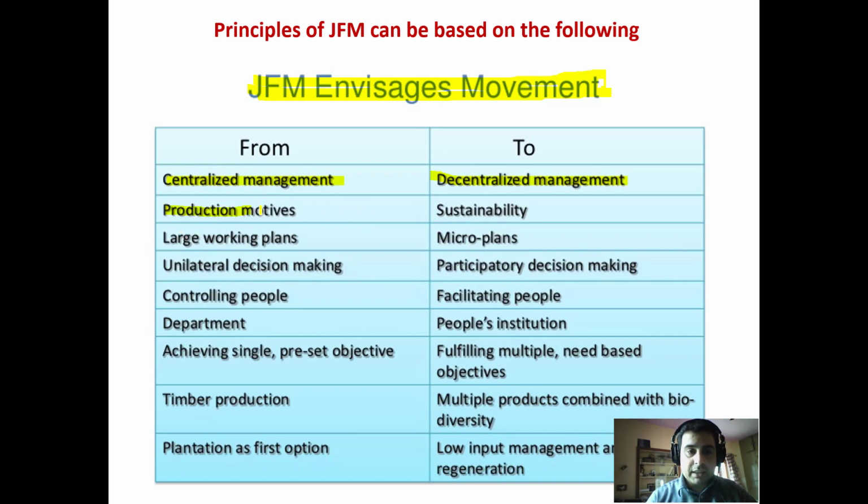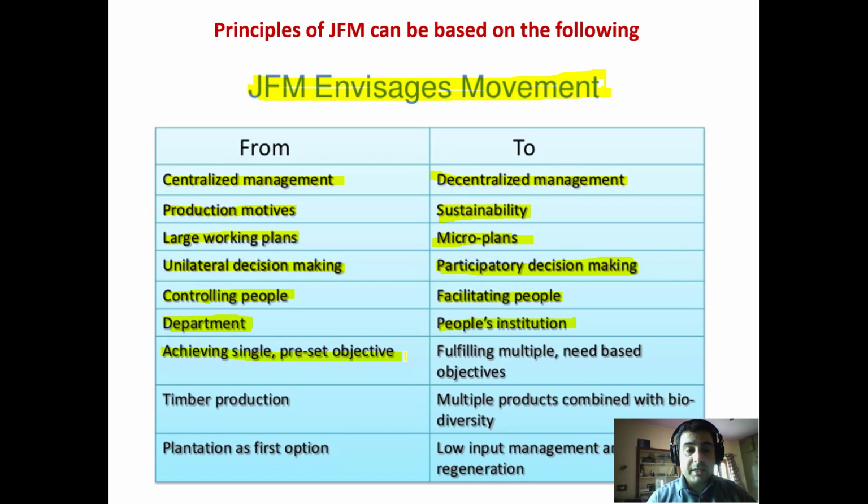Production was the motive in the forest, and it has been changed to sustainability for the villagers. It has moved from the concept of large working plans to having micro plans at village level, to work on the village level to make villages sustainable. A unilateral decision making which was earlier in the management of forests, this mode in JFM has transformed itself to participatory decision making, where people are involved in the decision making. The aim earlier was to control people, the aim here is to facilitate people. Now we call this the state forest department, and the forest belongs to the department. Now here we call it that it is people's institution.